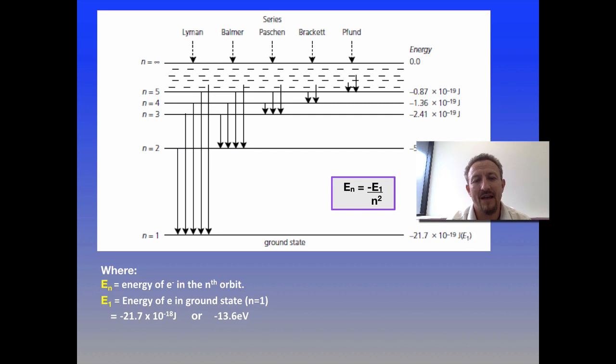From this we also gathered another equation, En equals negative E1 over n squared, and basically n is the energy level, and E1 is the energy at ground state. So for hydrogen we've got 21.7 times 10 to the negative 19 joules, and as a result we can utilize this to basically find out what the energy level is for a specific quantum number.